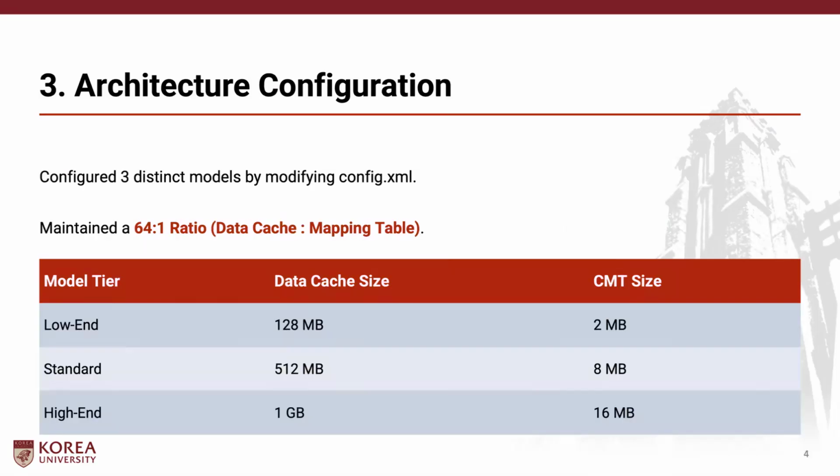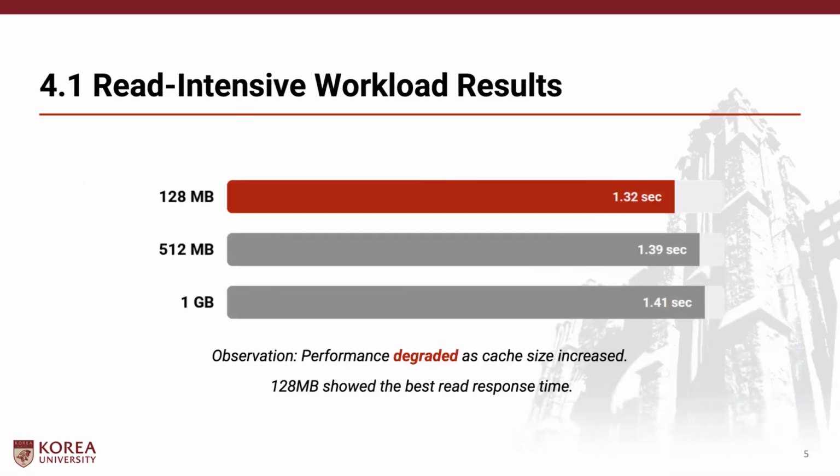Here is the experimental setup. I configured three distinct models, ranging from low-end to high-end. Crucially, to ensure a fair comparison, I maintained a fixed 64:1 ratio between the data cache and the mapping table for all configurations. Now, let's look at the results.